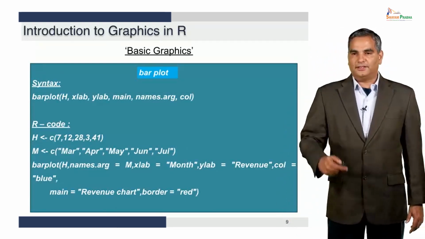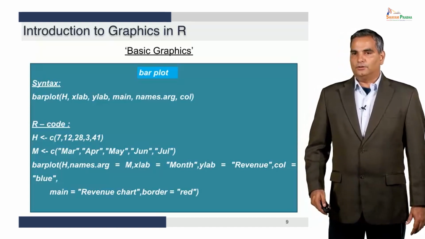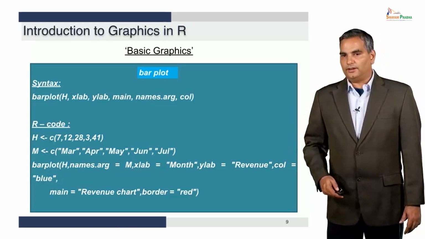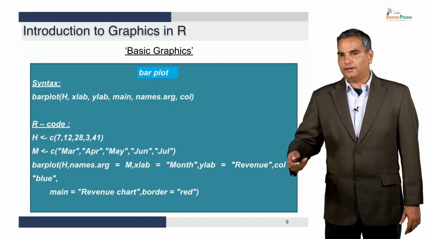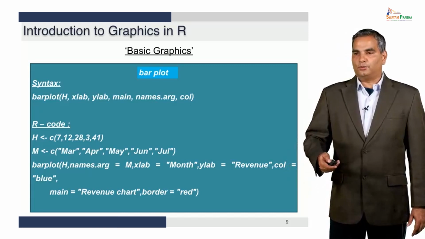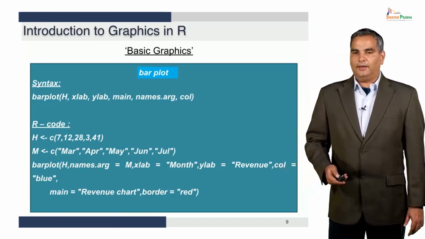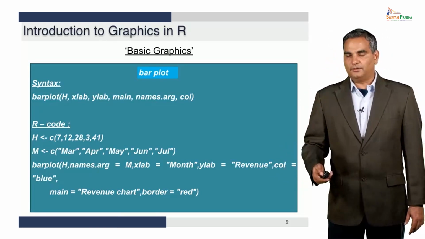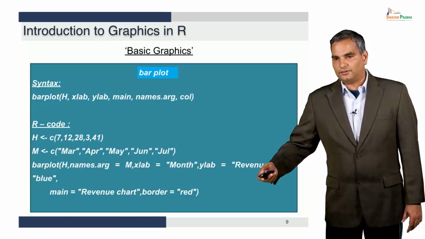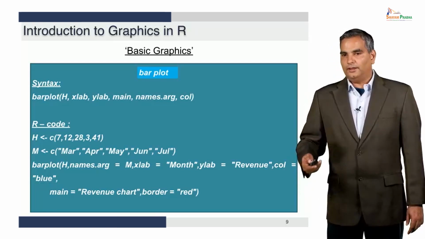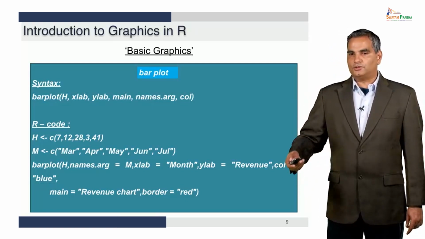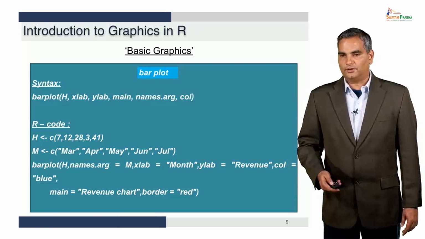So I'm going to show you the syntax for the bar plot. Let's take this code here, where h is defined as the numbers 7, 12, 28, 3, and 41, which refer to revenue. And m is defined as a variable, which is a set of strings: March, April, May, June, July. So basically, this data tells you in the months of March, April, May, June, and July, what were the corresponding revenues.